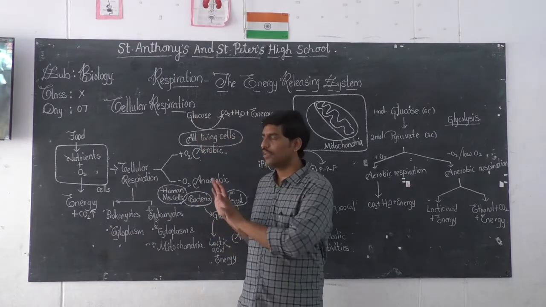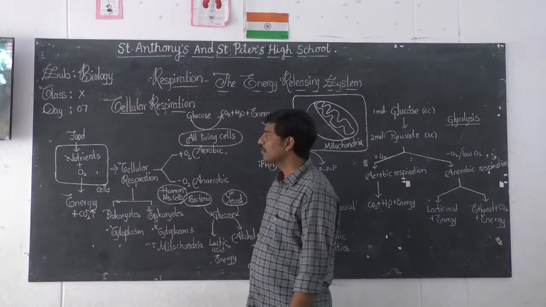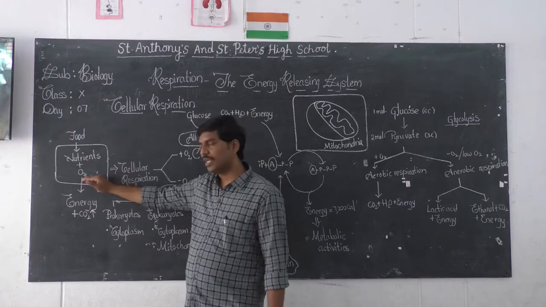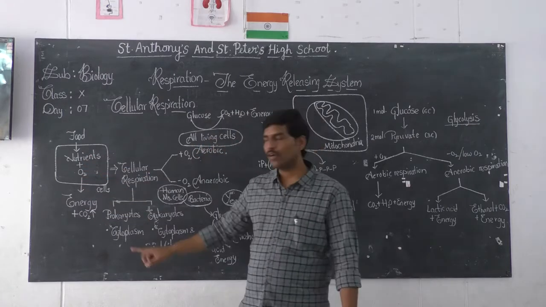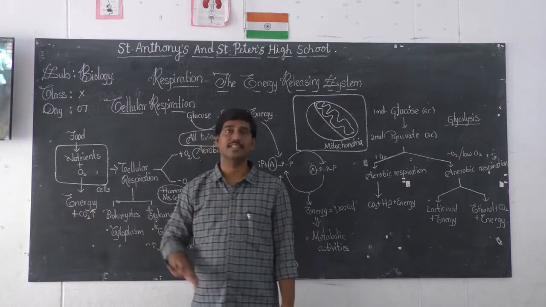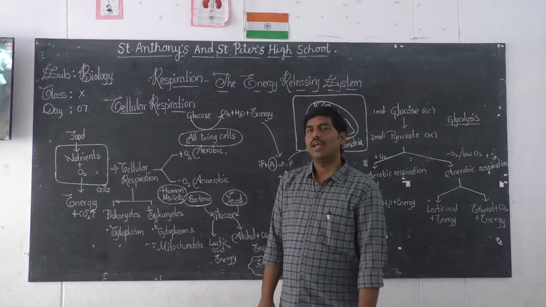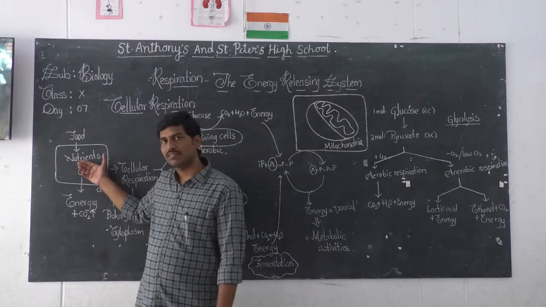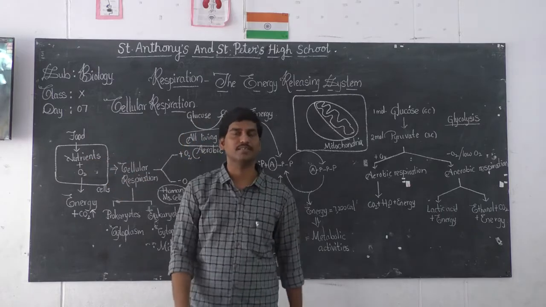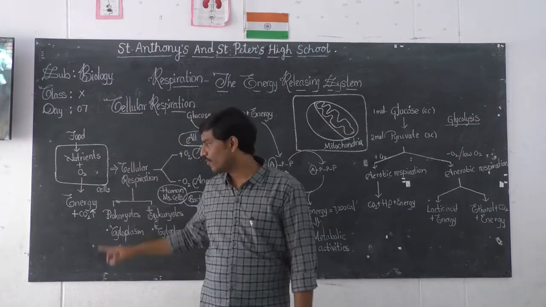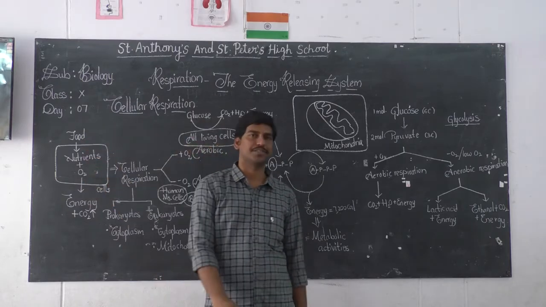Now, what are the reasons? I will tell you in an upcoming session. Here I told you nutrients are being oxidized, broken down, and energy is being liberated. Along with this energy, carbon dioxide is also being liberated. The carbon dioxide percentage inside the cells is more compared to the external environment, that is, the blood vessels. Therefore, carbon dioxide diffuses from the cells and enters the blood vessels.